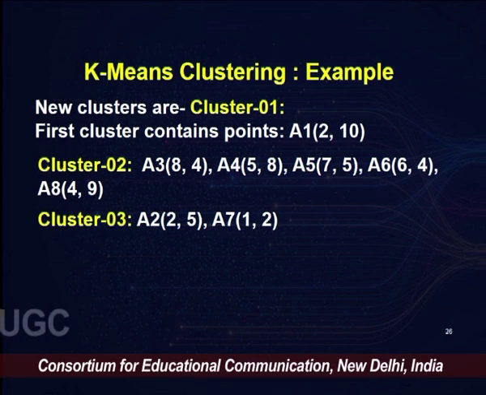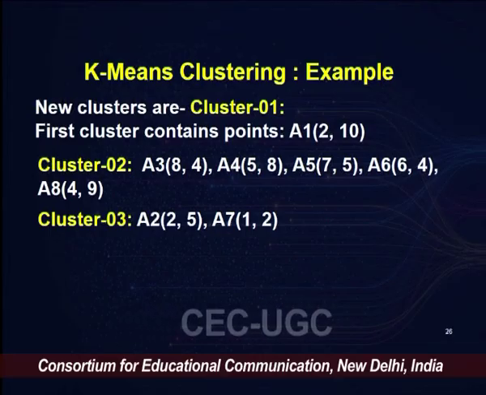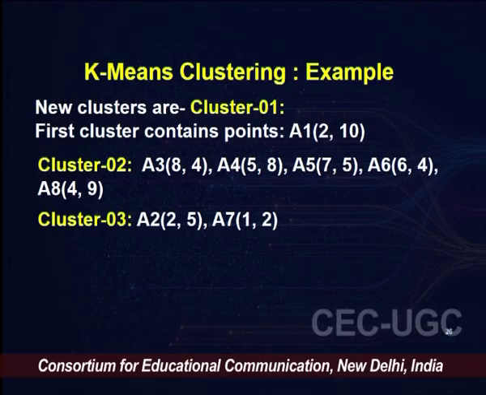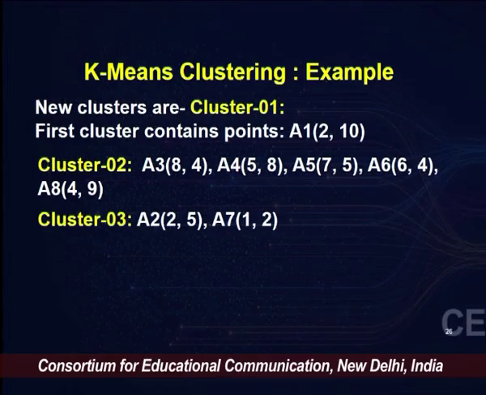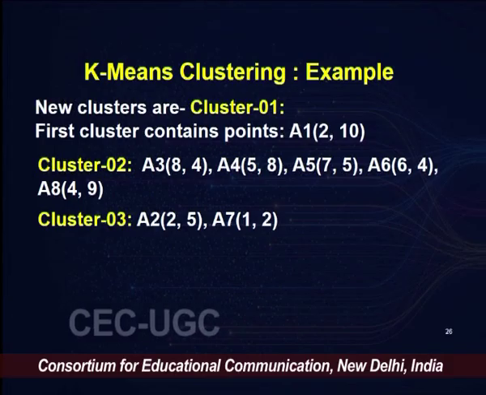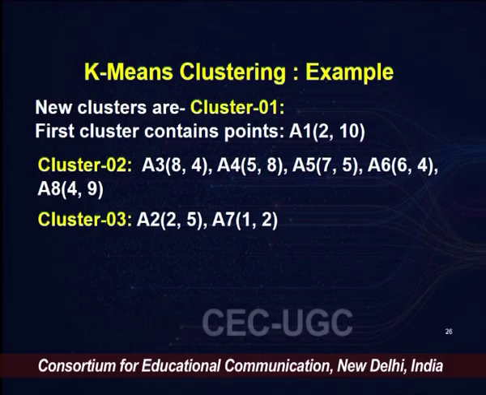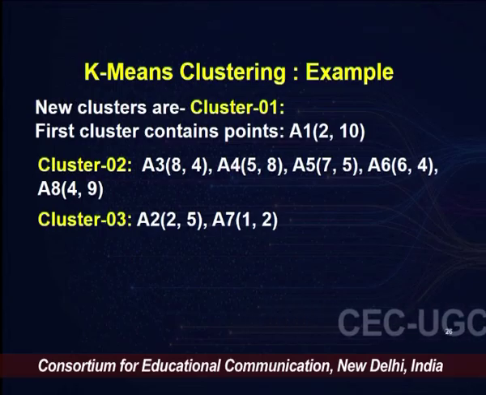As you can see from the previous table, only A1, that is (2, 10), is the only data point which belongs to cluster 1. Similarly, in cluster 2 there were A3, A4, A5, A6 and also A8. So, the majority of the data points belong to cluster 2, and in cluster 3 again only 2 data points belong.